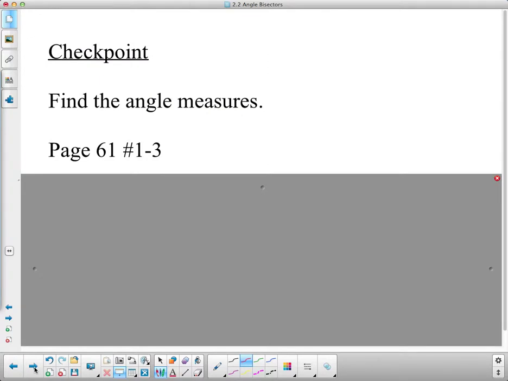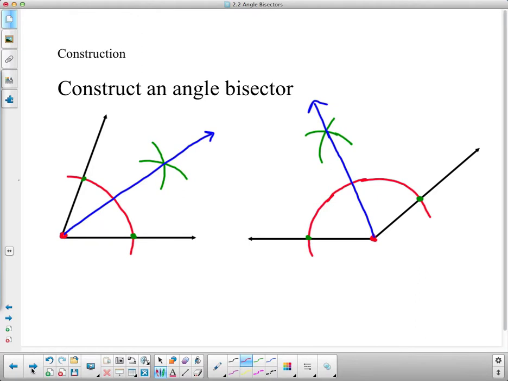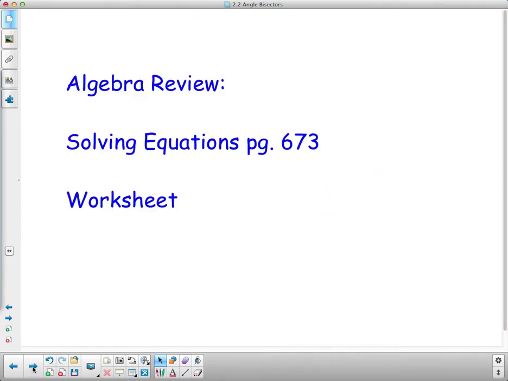All right, let's go to the construction next. I think you're getting pretty good. Let's grab compass and straight edge and construct the angle bisector, and then I think we have gone.